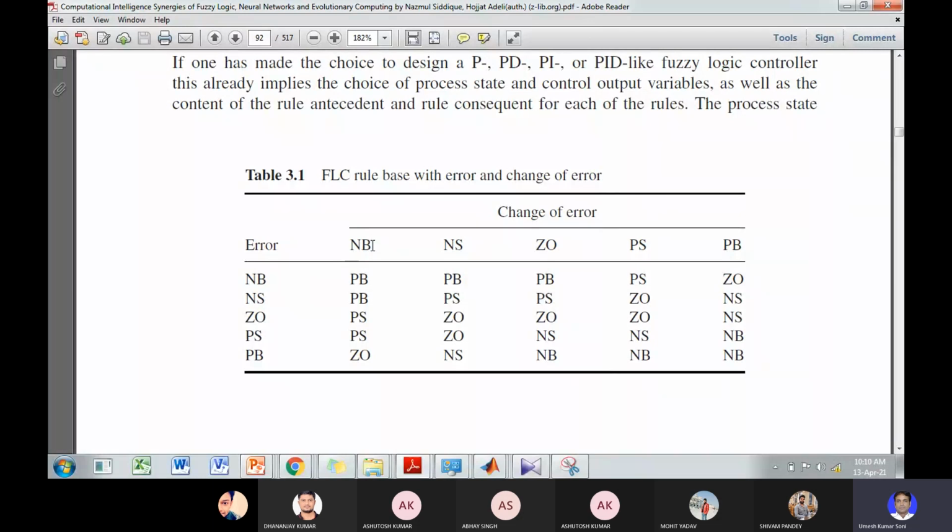So change of error is negative big means negative error is there and negative error is increasing. So then the action will be taken positive big, meaning the action will be to increase the speed of the controller. Take the action such that the controller provides the negative speed. So these are some set of rules.